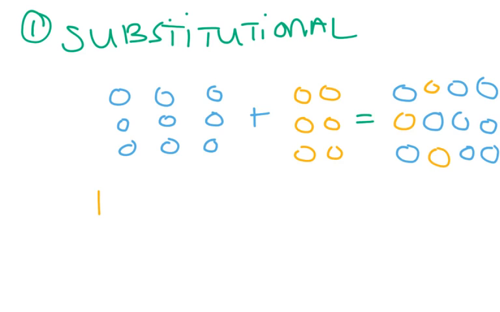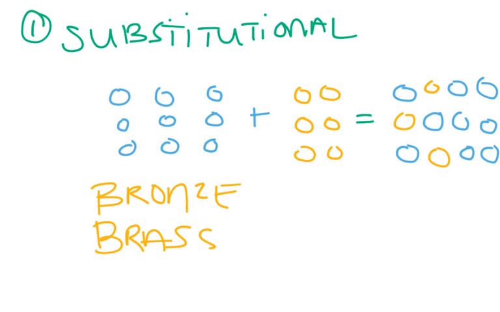Bronze is not actually an element. Bronze is an alloy. It's a mixture of copper and tin. Brass, okay, if you play a brass instrument, it's copper, it's tin, it's zinc. Gold, believe it or not, if you have gold jewelry, it is not pure gold. It is a mixture of gold and something else. A lot of people know gold is really, really soft. So they mix it with silver, they mix it with copper. Those are all substitutional alloys.